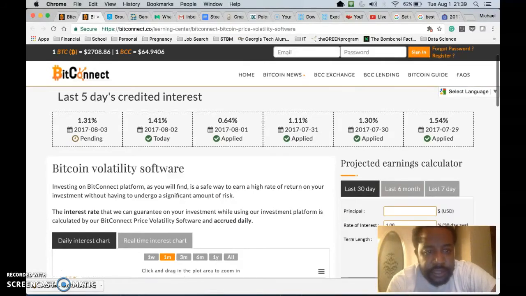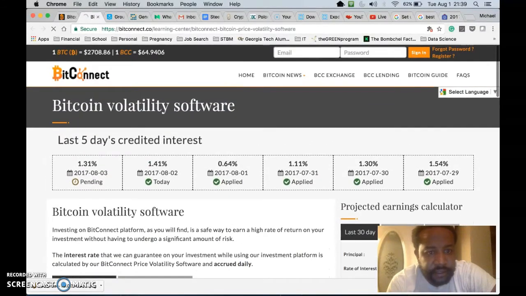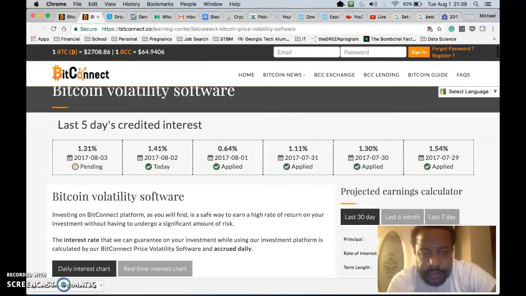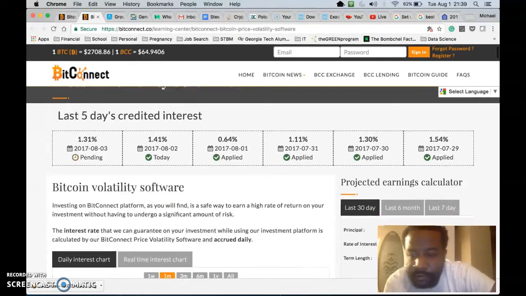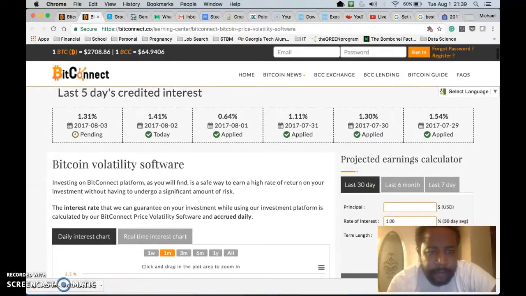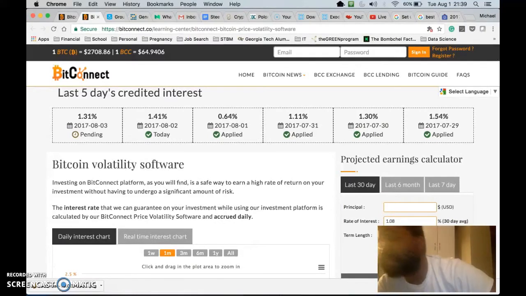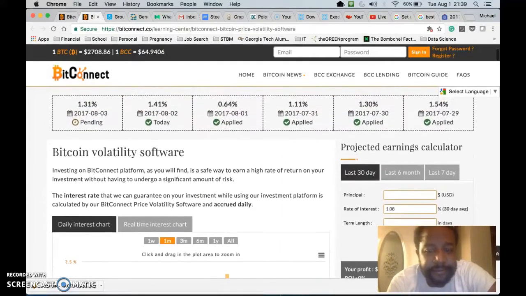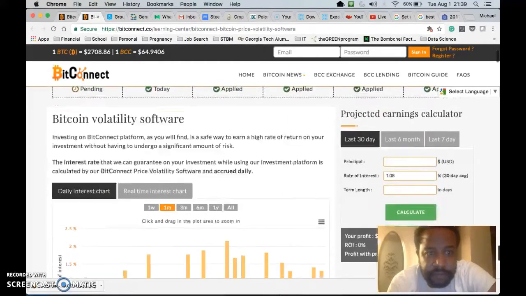So what you're seeing here is the BitConnect volatility software page. It shows you the last few days of interest and then what's pending for the following day. So even though right now it's August 1st where I am, it's technically August 2nd according to the BitConnect clock. It usually switches over around 8 p.m. Eastern time. Sorry, trying to watch my son. So yeah, it's already switched over for the day.